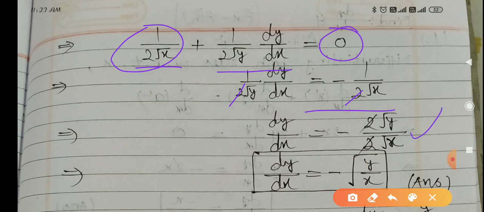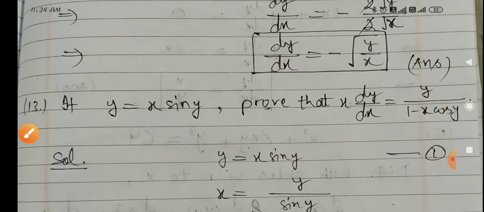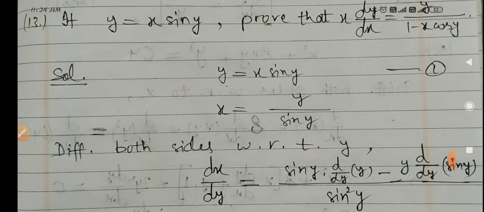Here you can see root y upon root x is coming. Now root y upon root x, in the same root you can write. So dy upon dx equals minus root of y upon x. This is the final answer in this question. One more question you can take. You can see question number 13.